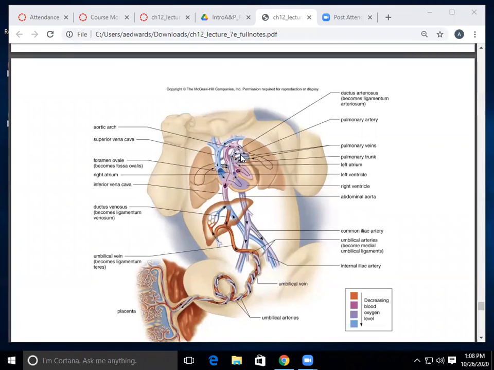Blood is going to go to the placenta, pick up oxygen, and return to the heart, returning via the ductus venosus, down here. Your ductus arteriosus and ductus venosus actually become ligaments. So when you get older, they go away because they're not needed at that point.